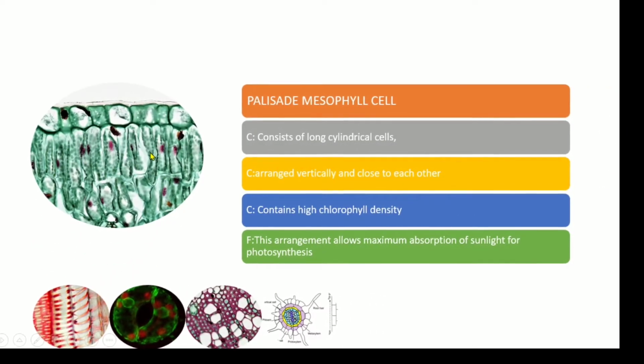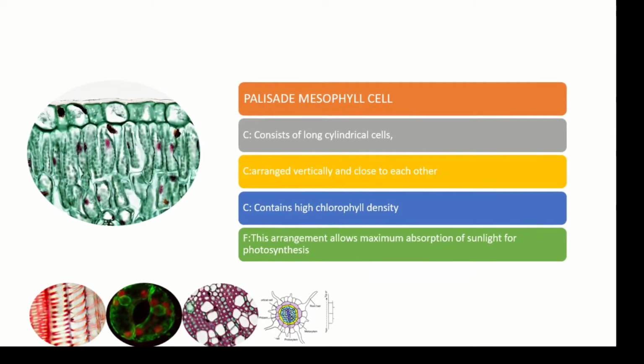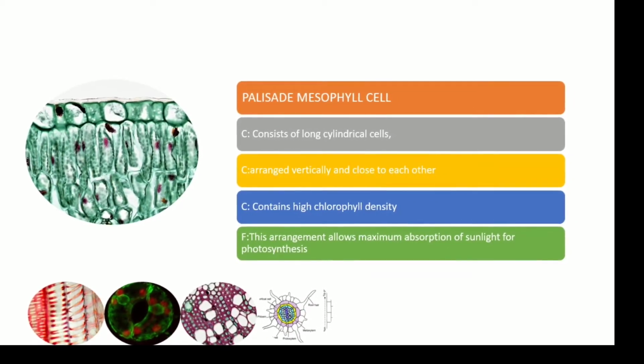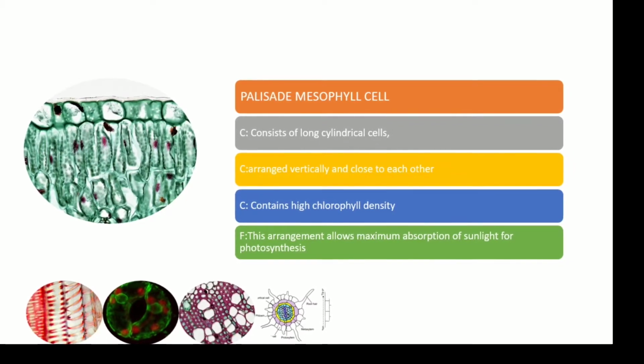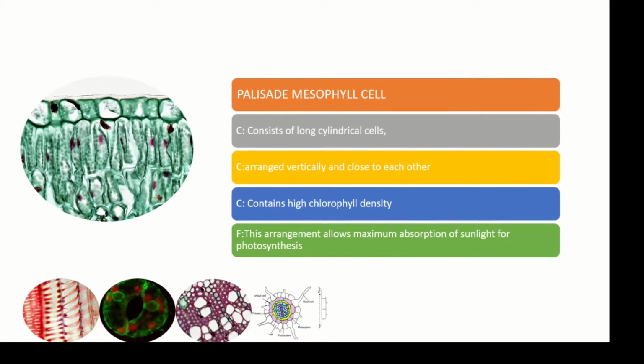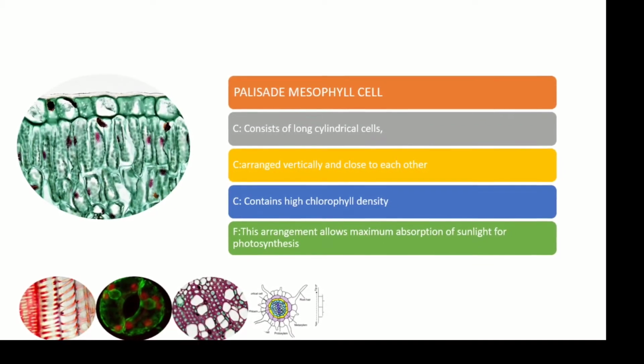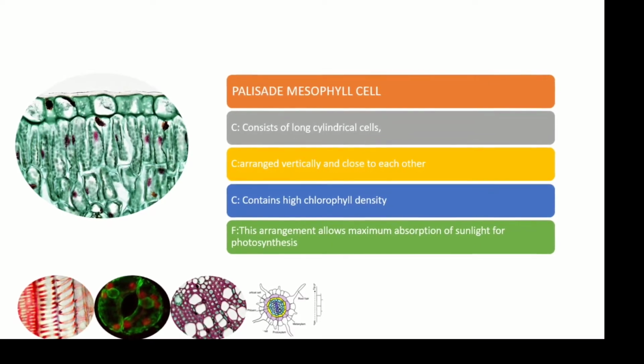Okay, next one is the palisade mesophyll cell. Here you can see, right? It consists of long cylindrical cells arranged vertically and closely to each other. This cell also contains high chlorophyll density. The function here is to allow the maximum absorption of sunlight for photosynthesis.